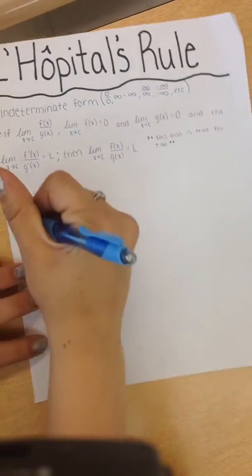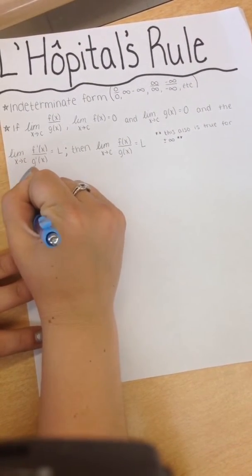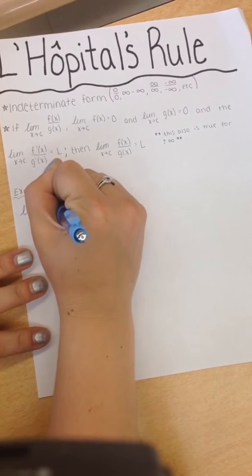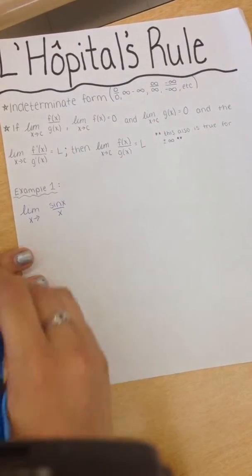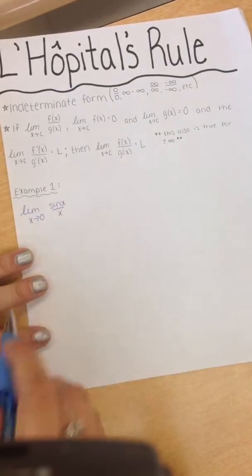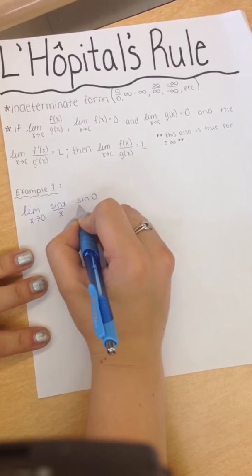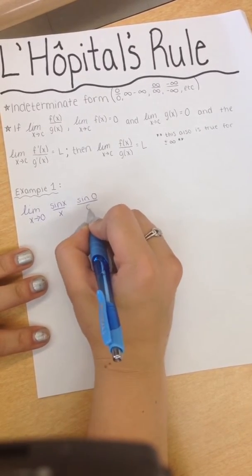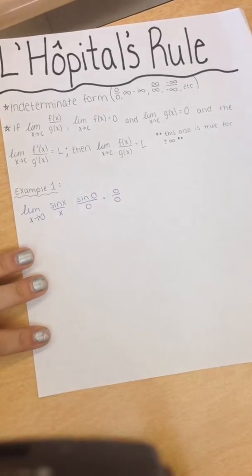Our first example is the limit as x goes to 0 of sine x over x. When you plug in 0 to the top, you get sine of 0, and when you plug in 0 to the bottom, you get 0. This equals 0 over 0, because the sine of 0 is 0.